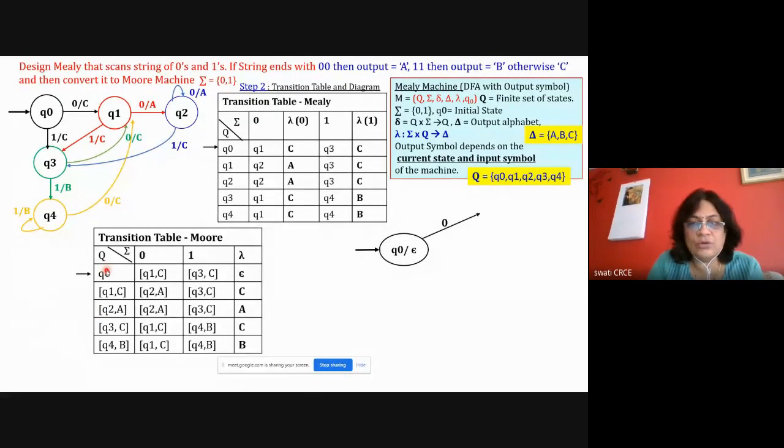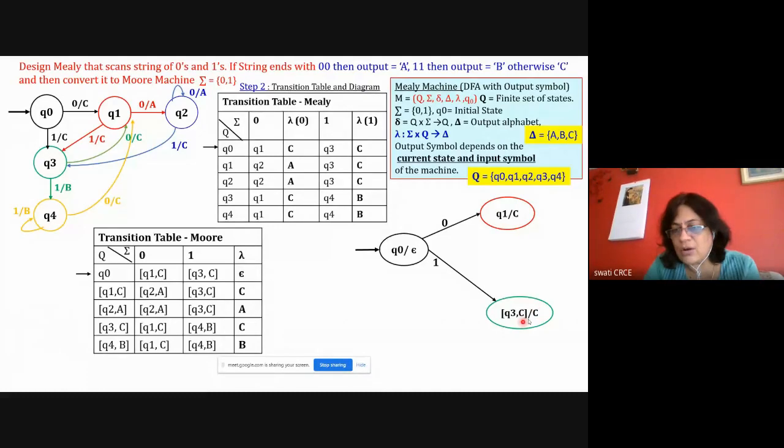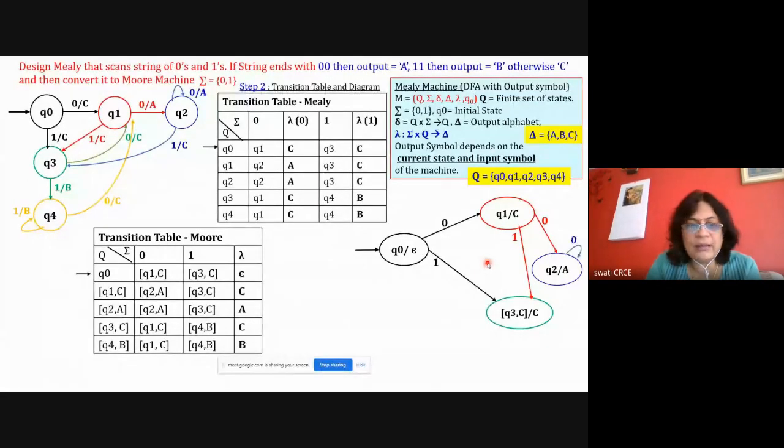For the diagram, take the state Q0. Then with 0 it goes to Q1C, with 1 it goes to Q3C. And here you need to write down the value of the output symbol. Here also slash C. Q1 comma C slash C. Okay, so here our state is Q1 comma C. Then you take Q2. Q1C goes to Q2A and Q3C. Then Q2A goes to Q2A with 0 and Q3C with 1.